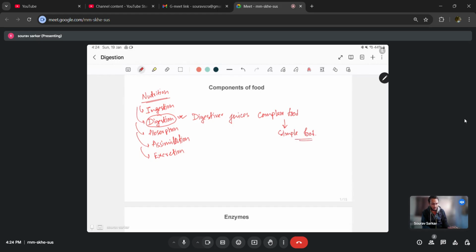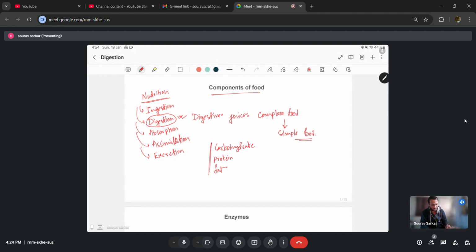Now before that we have to understand, or we already know, what the components of food are. There is carbohydrate, protein, fat, and after that there are minerals, vitamins and roughage. All those things are there, but mostly carbohydrate, protein and fat go through the process of digestion.